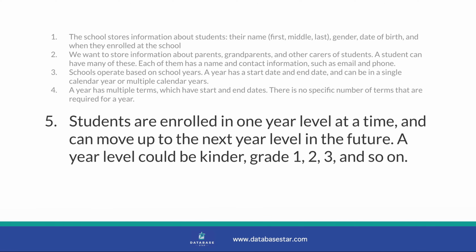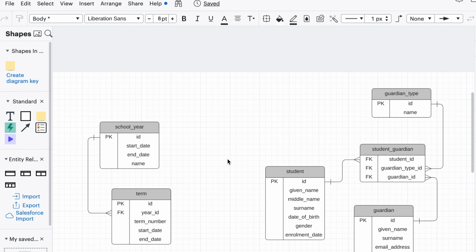Requirement 5 mentions that students are enrolled in one level at a time, such as Kinder, Grade 1, Grade 2, and so on. They can move to other levels. Let's add this to our design. We can start with the concept of levels. A level would be the different grades or levels available in the school, such as Kinder, Grade 1, Grade 2, and all the way up to Year 12 or whatever the school goes up to.